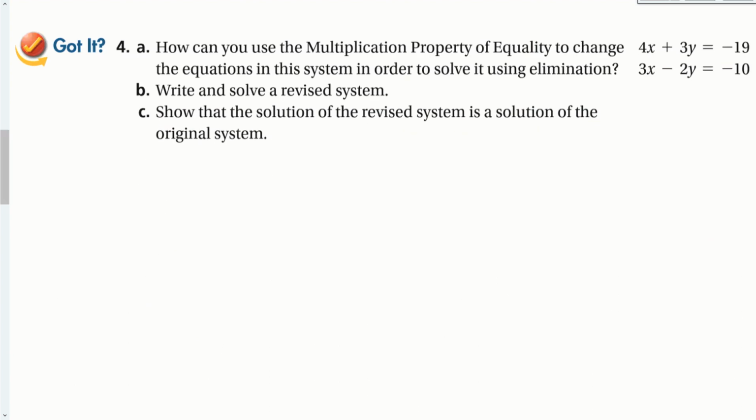Okay? How can we change these? Solve the system, show that the original system is a solution because we can plug the equation back in. Okay, so basically we're just going to solve this.